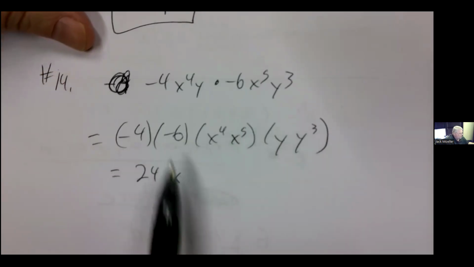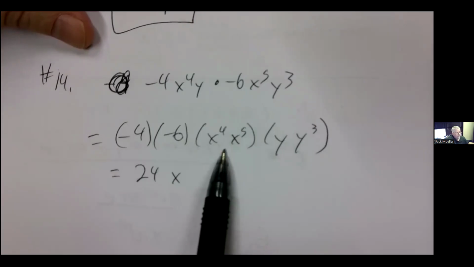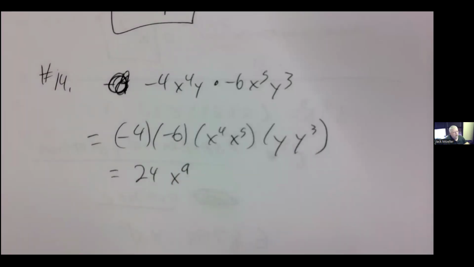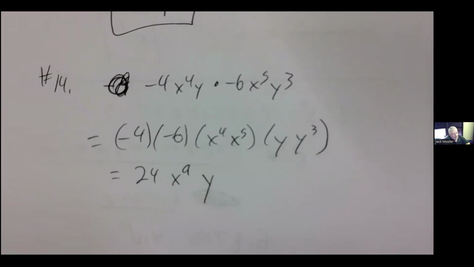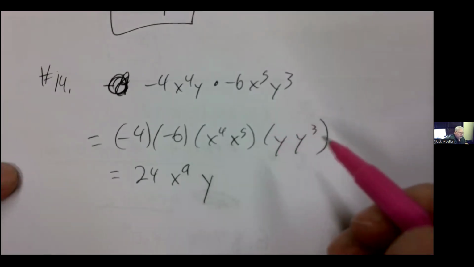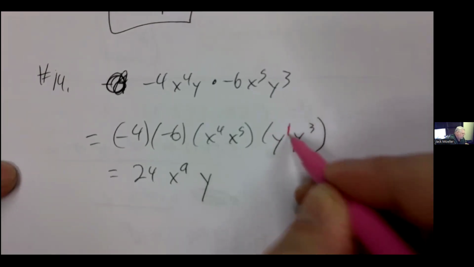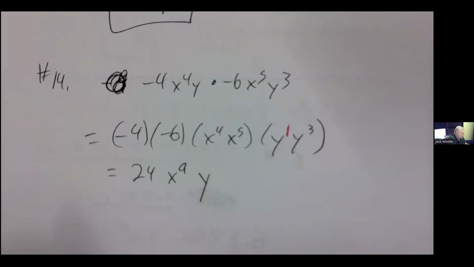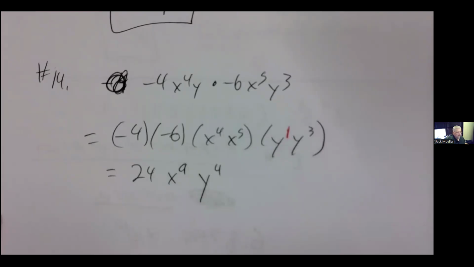All right, so number-wise, we got 24. For the x's, we're just doing 4 plus 5, so we get x to the 9th. So what are we going to get for y? If you're saying y to the 3rd, you're missing something, which is a common miss. And if you got y to the 4th, you remember that there is that 1 there. So we're doing 1 plus 3. That's where we're getting y to the 4th.